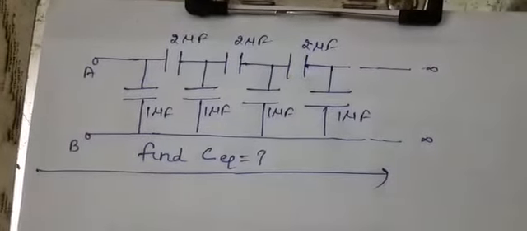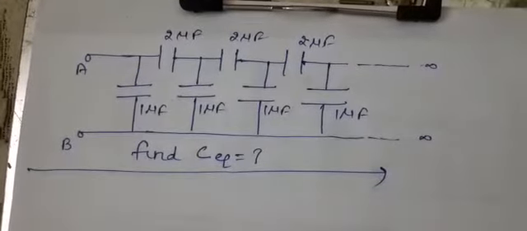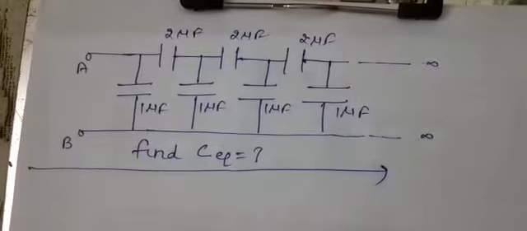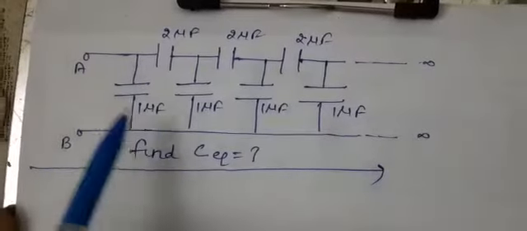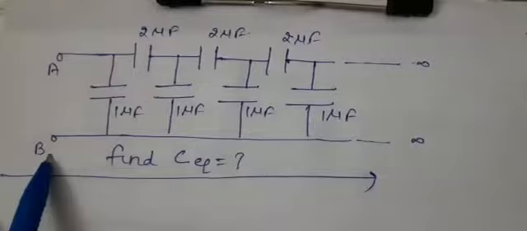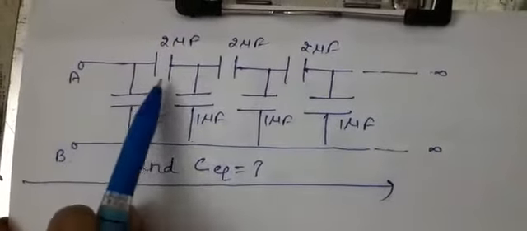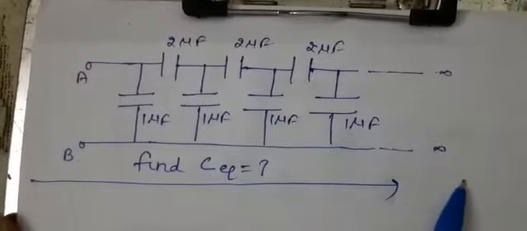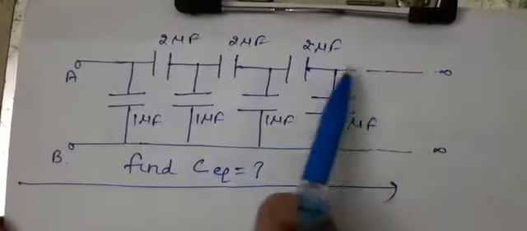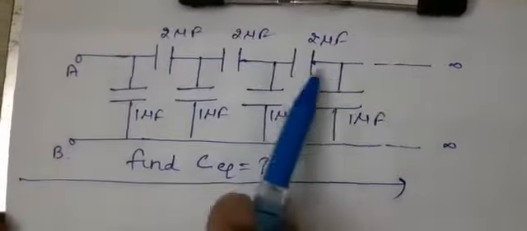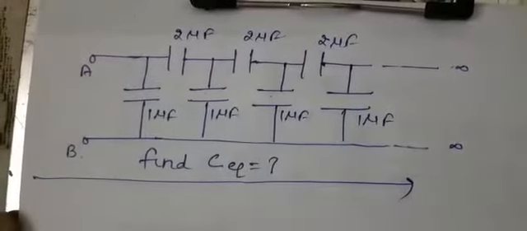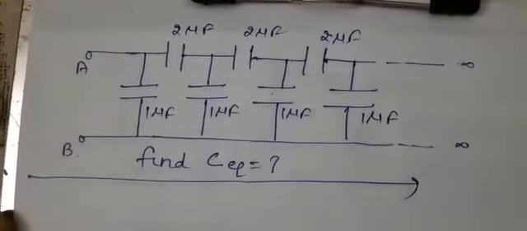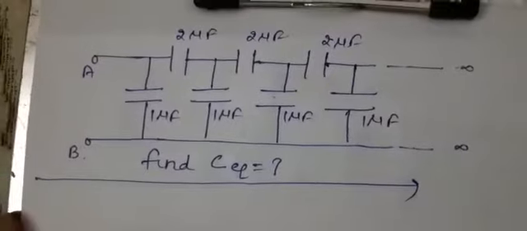Now coming to the next statement. Here one figure has been drawn. In this figure you have to find the equivalent capacitance between A and B. See here in this figure, an infinite ladder has been given. So many capacitors are connected in the same pattern. So what we have to do, how to solve this kind of numerical?